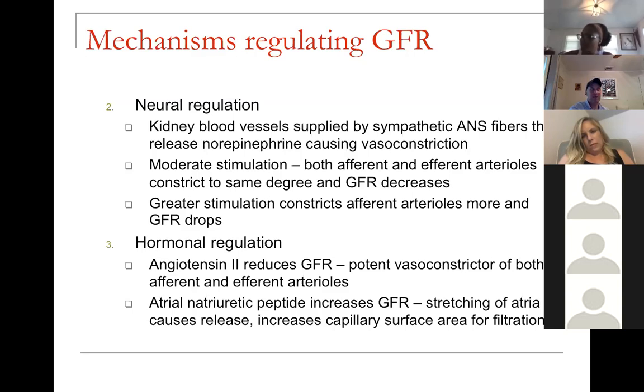vasoconstrict simultaneously. However, imagine something scares the tar out of you, right? That pulse of norepinephrine will cause the afferent arteriole to constrict more, and therefore you essentially drop glomerular filtration rate to 0 because no blood is then moving into that glomerular capsule. Okay? And what stops sympathetic stimulation? Nothing. You just return back to normal. And this is why after you've survived scaring yourself with your own shadow, your kidneys go back to auto-regulation.